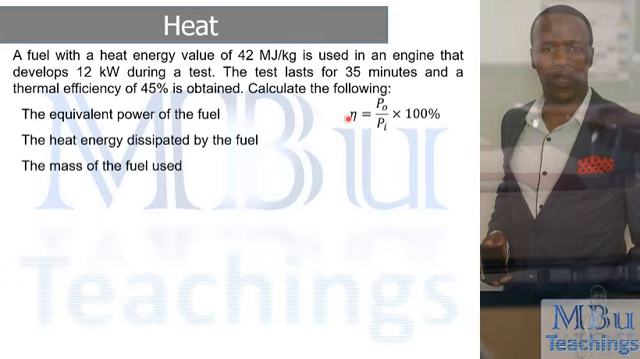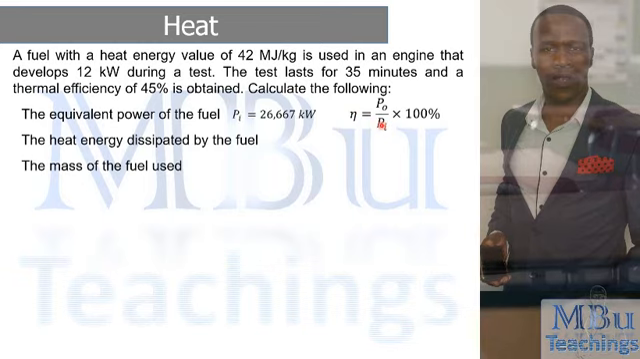Put 45% here. When this 100 crosses over, it will divide that 45%, and then percentage and percentage will cancel out. Then you'll be left with 0.45 is equal to 12 over P_in. Then make P_in the subject of the formula, and we divide 12 by 0.45. Then your answer should be this one. This is the first answer. Let's move to the second question. The next question says calculate the heat energy dissipated by the fuel.